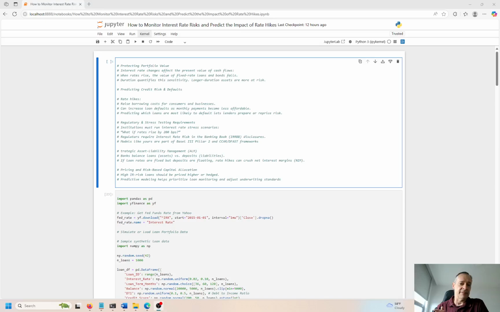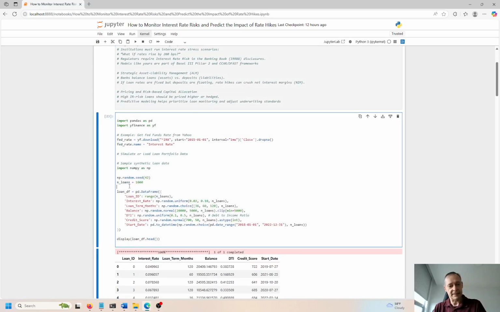There's asset liability management, right? And we have to account for that. I just sort of misspelled here. Let me fix that. And pricing and risk-based capital allocation can change very dramatically and very quickly in a high interest rate environment, or in an increase in interest rate environment. Okay, so we have to be aware of that.